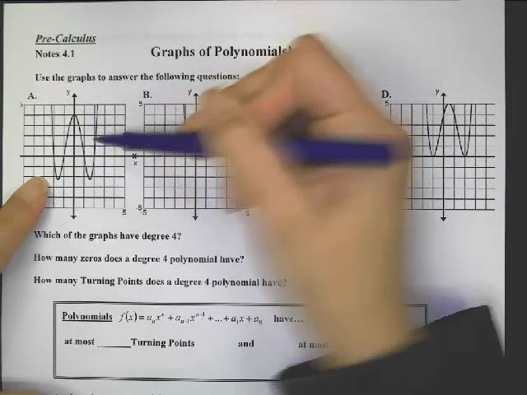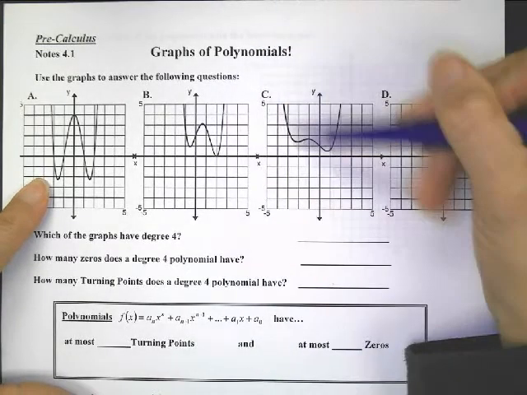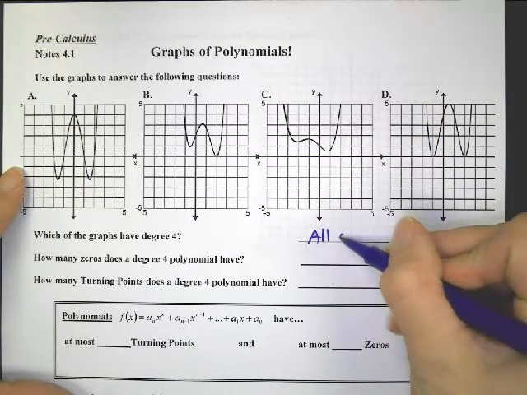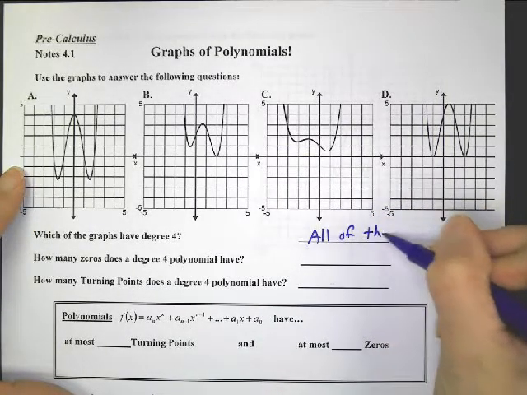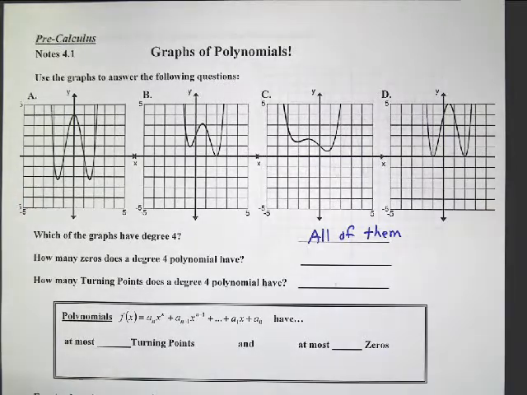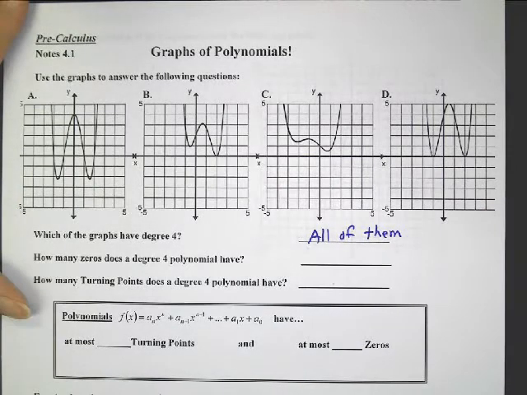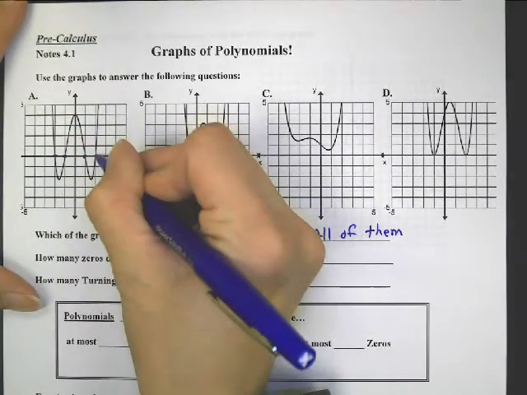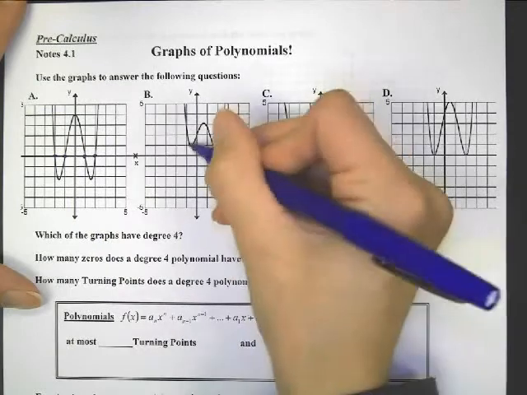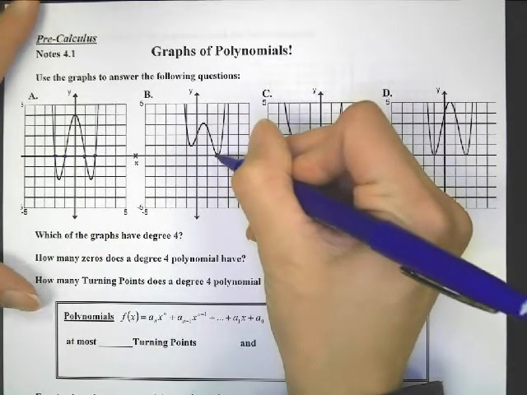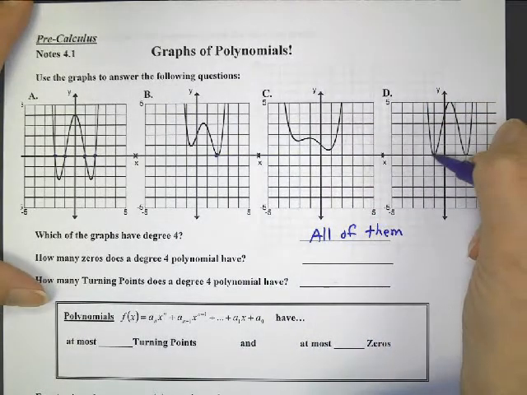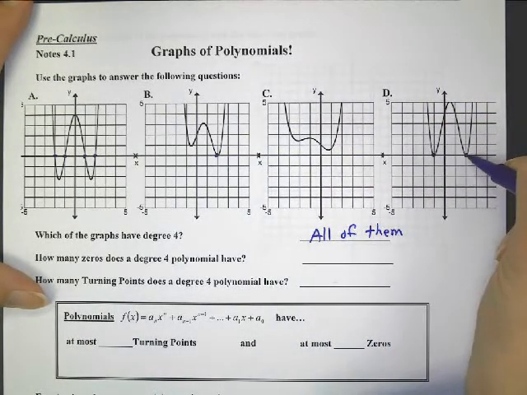Well, this one definitely has degree 4. They're fancier than parabolas. So the answer is all of them. They all have degree 4. How many zeros does a degree 4 polynomial have? Well, this graph right here has 4 x-intercepts. This one right here just has that 1. This one doesn't have any. This one has this 2.